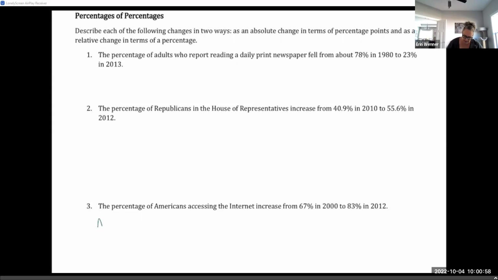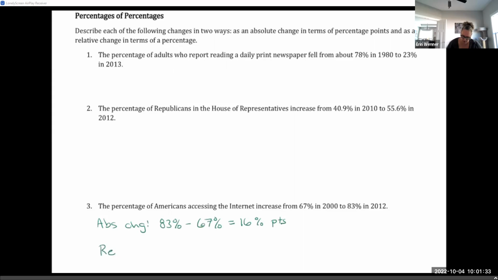So if we're looking at the absolute change, we're just subtracting these. And what that looks like is we are going to do 83% minus 67%, which gives us a change of 16 percentage points, which honestly means nothing because we have to give this something that we're comparing it to give it magnitude. So that's why we look at what the relative change is.